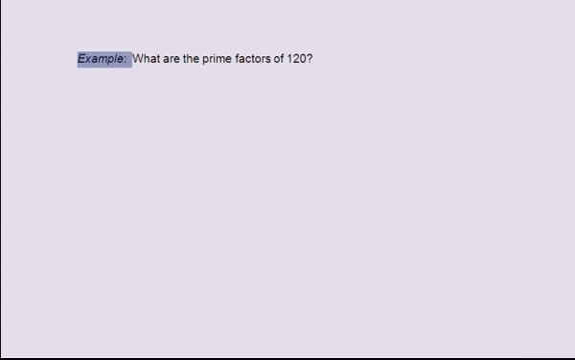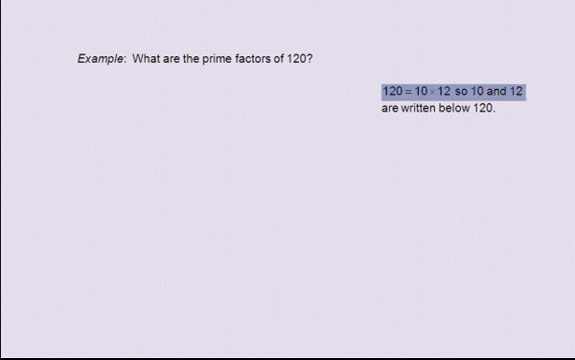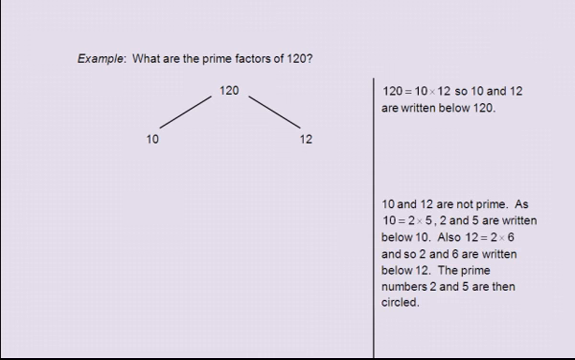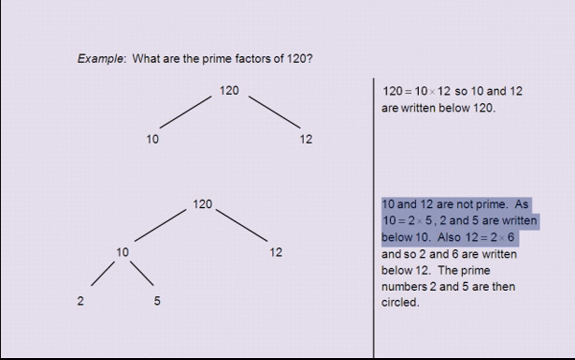Let's look at an example. What are the prime factors of 120? 120 equals 10 multiplied by 12, so 10 and 12 are written below 120. 10 and 12 are not prime. As 10 is equal to 2 multiplied by 5, 2 and 5 are written below 10. Also, 12 equals 2 multiplied by 6, and so 2 and 6 are written below 12. The prime numbers 2 and 5 are then circled.